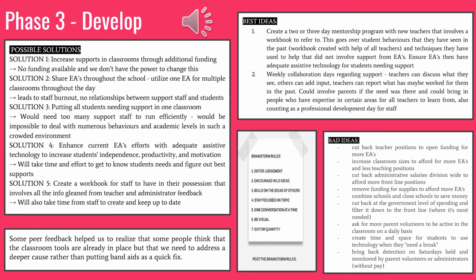In phase 3, we began to develop the solutions and ideas that we had for our problem. Some possible solutions that we came up with included increasing supports in classrooms through additional funding, sharing EAs throughout the school as we already see done, putting all students needing support in one classroom, enhancing current EAs' efforts with adequate assistive technology to increase student independence, productivity, and motivation, or creating a workbook for staff to have in their possession that involves all the info gleaned from teacher and administrator feedback.